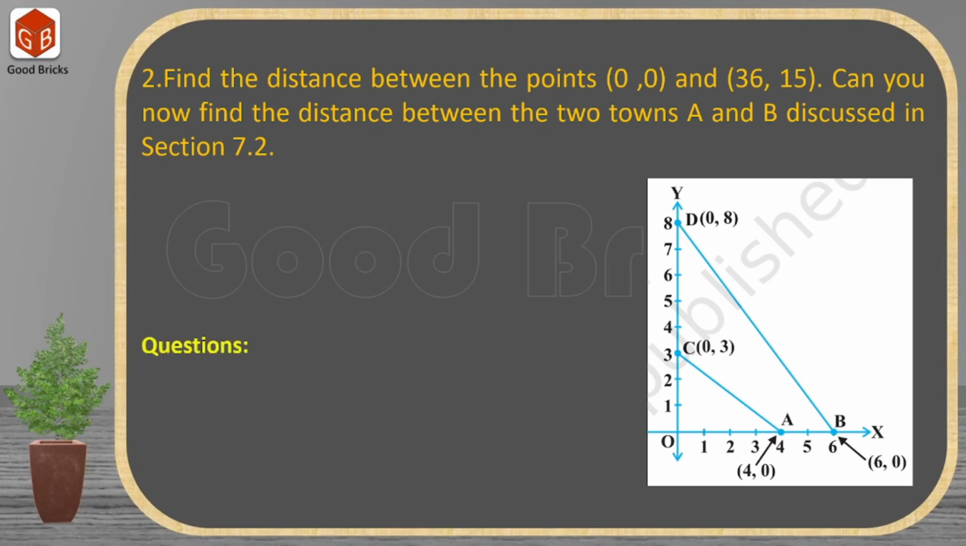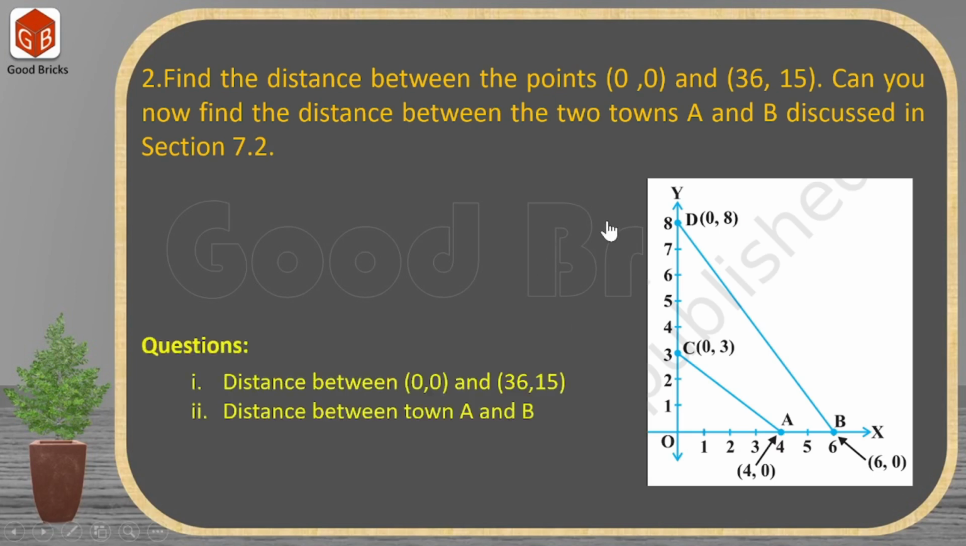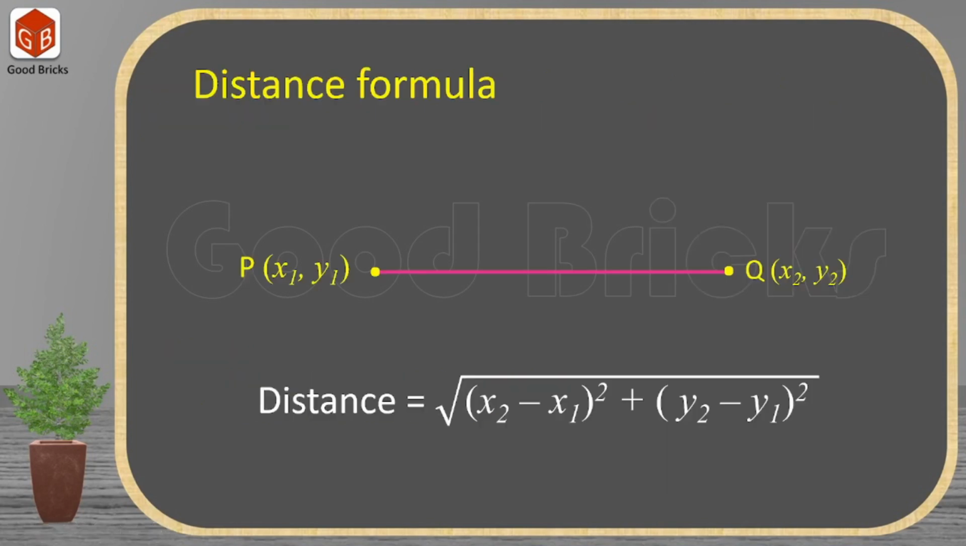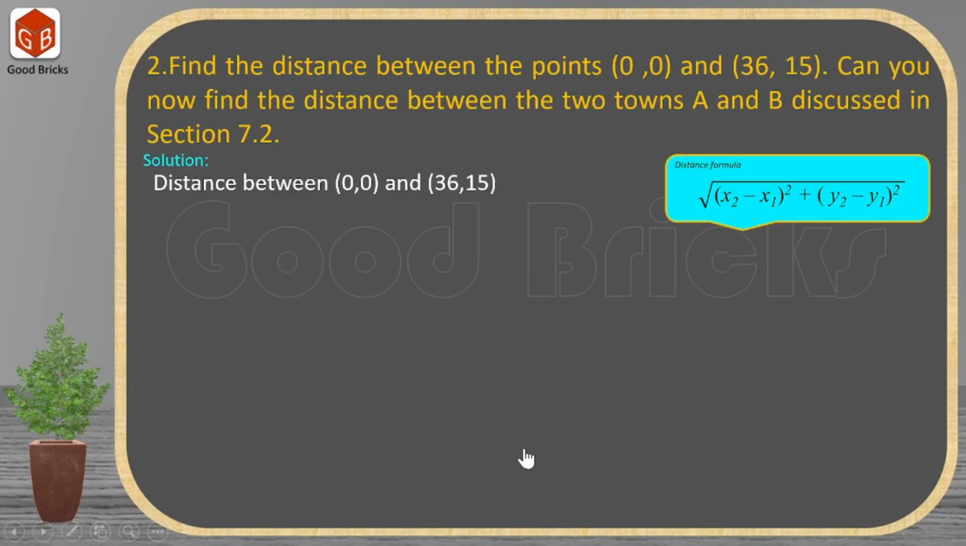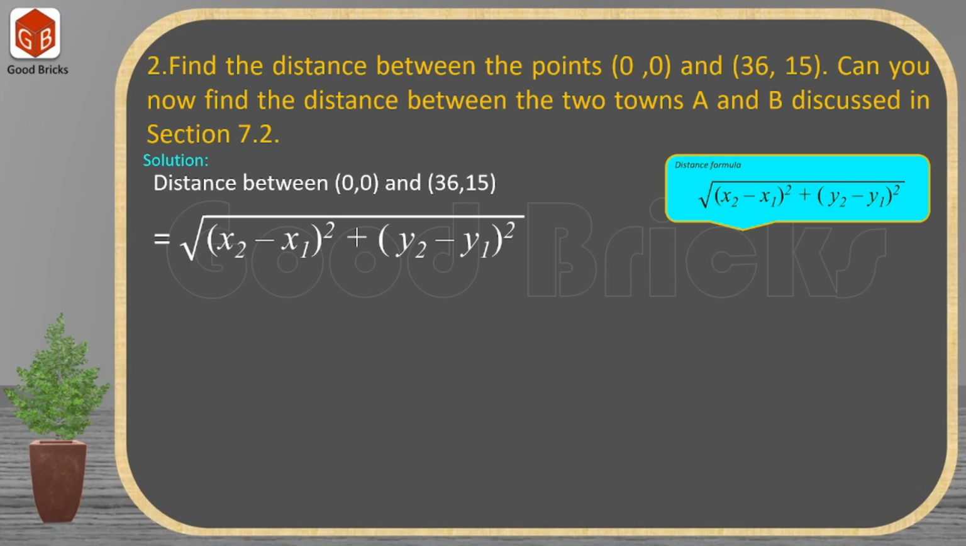In this problem 2, we have 2 questions. What are they? We have to find the distance between these 2 points and we should also find the distance between point A and point B, which is there here on the screen. To find the distance between given points, we are going to use this formula. What is that? Root of (x2 minus x1) whole square plus (y2 minus y1) whole square. So using this formula, we are going to find the distance between these 2 points.